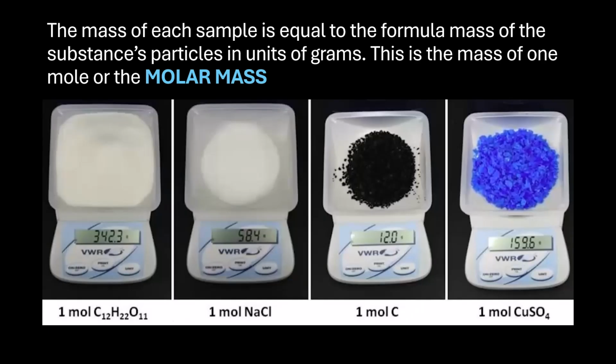So let's go ahead and look back at our examples. Again we have our different substances and the different masses on the electronic balances. The mass of each of these samples is equal to the formula mass of the substance's particles in units of grams, and this happens to be 6.022 times 10 to the 23rd particles for each substance. This is the mass of 1 mole, and that's called the molar mass.